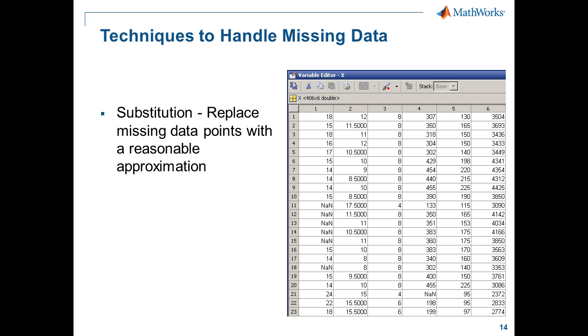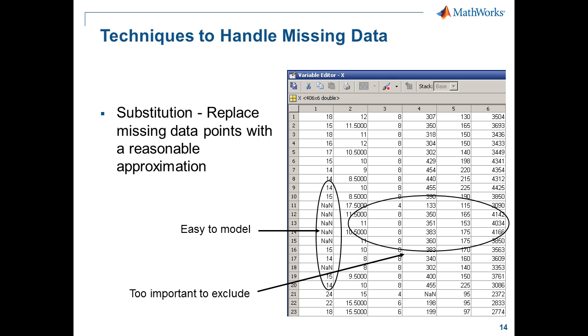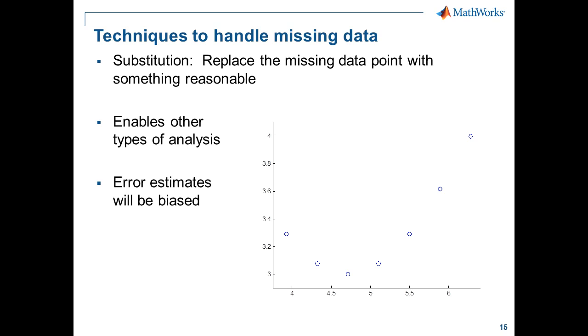You also may want to substitute or replace the data points that are missing with some reasonable approximation. That can be very important when the rest of the data that's part of the elements that have missing data is too important to exclude. So you want to be able to keep that good data while replacing the missing data with some reasonable approximation. So the challenge then becomes what really represents a reasonable approximation. In any case, your error estimates will be biased as a result of doing this substitution process.